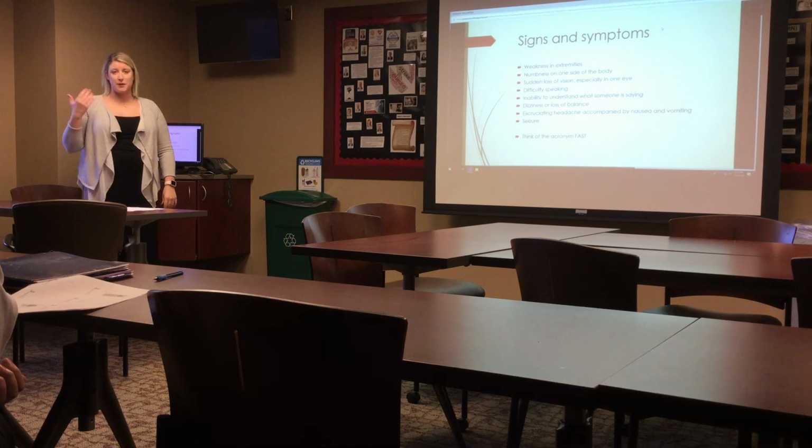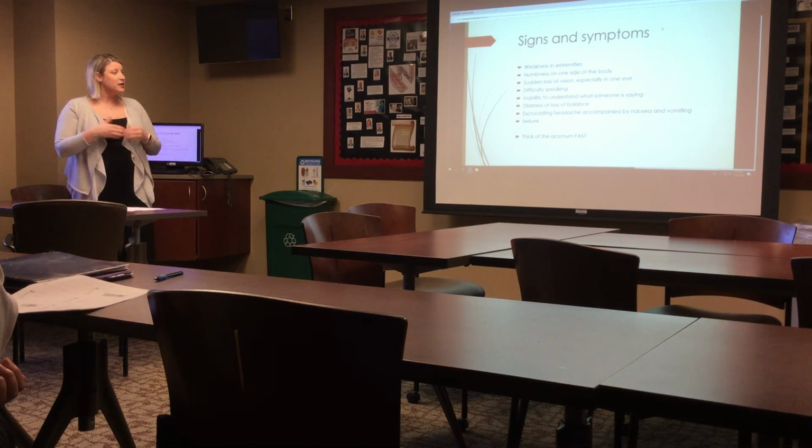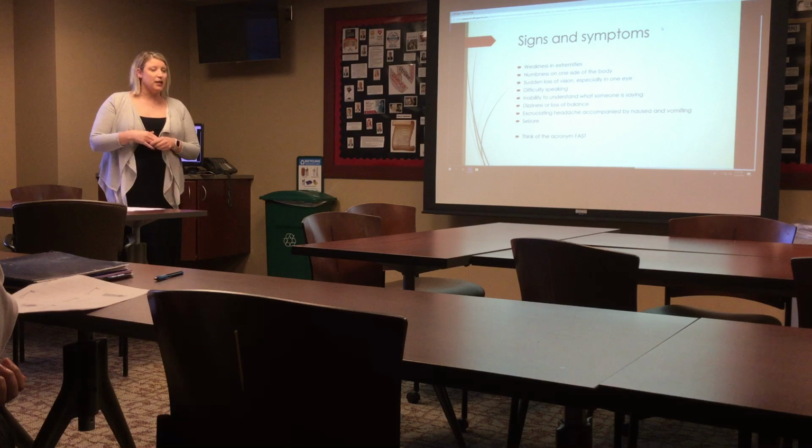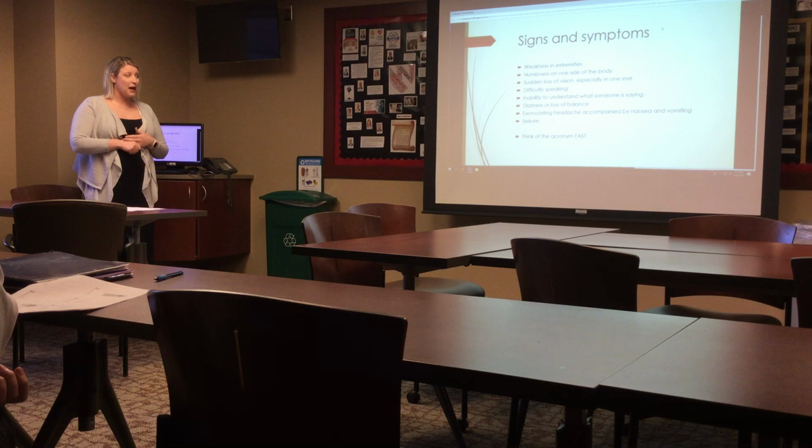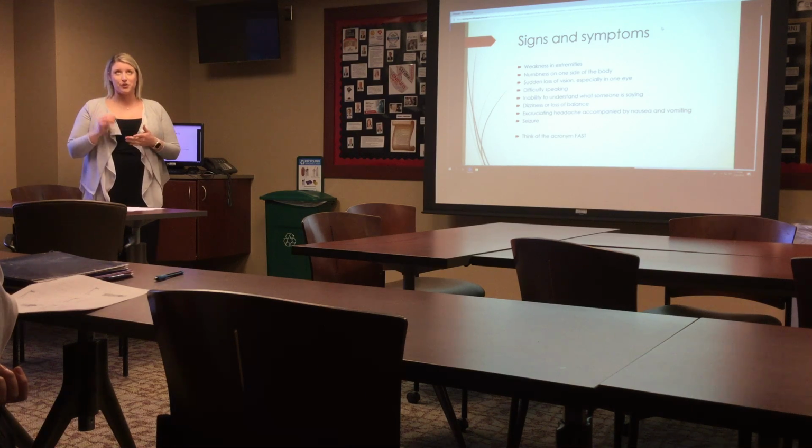Sudden loss of vision, especially in one eye, again, the left, right. Difficulty speaking, inability to understand what people are saying, dizziness or loss of balance, seizures, and excruciating headaches. Those excruciating headaches are more of that subarachnoid hemorrhage, and those are the very, very serious ones.